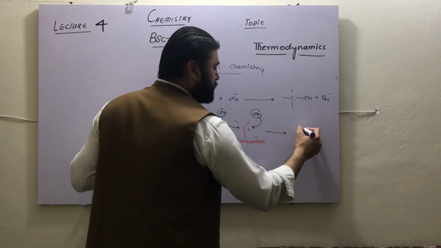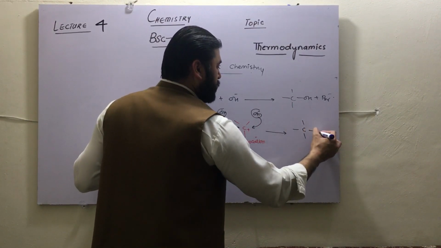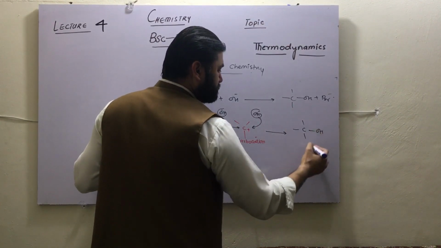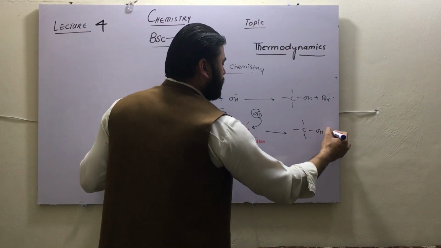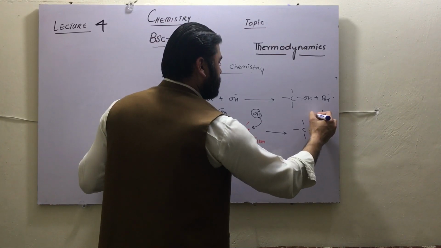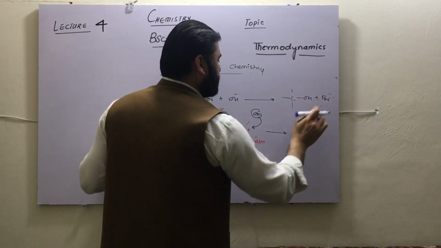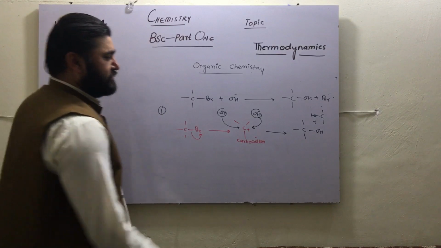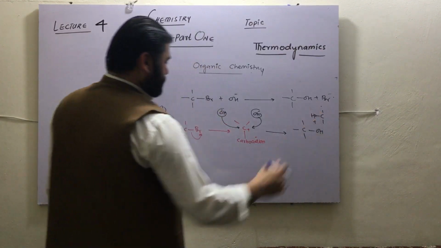In step number 2, suppose this OH is formed like this, or you can say another compound can also be formed with it. Suppose this is another compound, 50% inversion, 50% retention will be formed. Now see, here are the two steps.